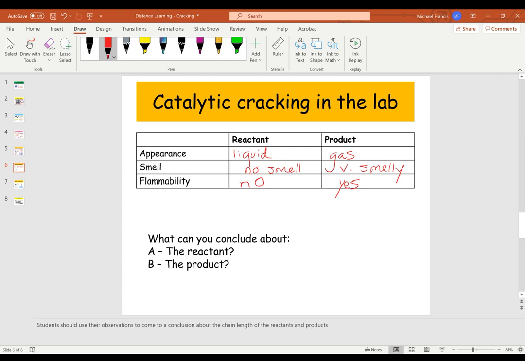So what conclusions can you make about the reactant and the product? You should be able to make a conclusion about the chain length of the reactant and the chain length of the product based upon the lesson that we did on properties of hydrocarbons, which was either lesson 4 or lesson 5. So if you can't remember, go back and have a look at your notes on the properties of hydrocarbons. Pause the video and fill that in now.